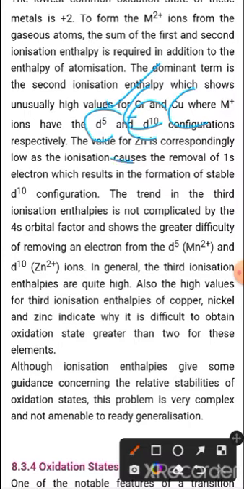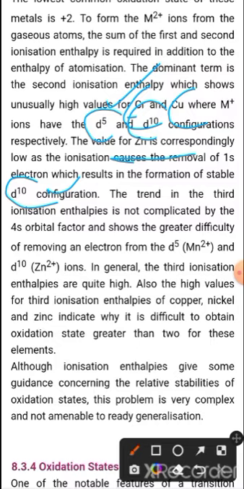The same thing if you compare with zinc. Removal of 2 electrons from zinc will be quite easy because they lie in the 4s orbital, but after removing these 2 electrons, the third electron is not easy to remove, because again it attains the d10 configuration, which is fully filled, and it is very difficult to remove an electron from the d10 configuration. Fine. So the trend in the third ionization enthalpy is not complicated by the 4s orbital factor, and shows the greater difficulty of removing an electron from d5 and d10.